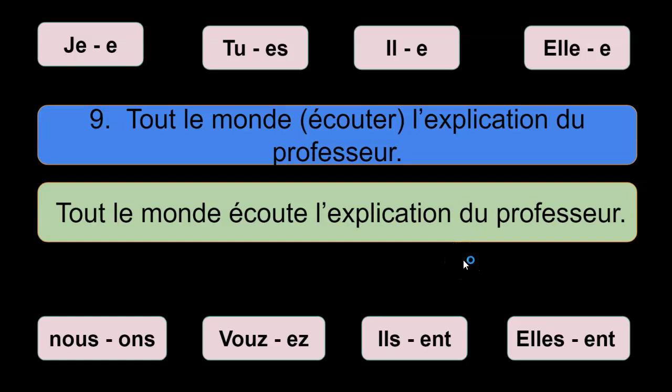So in this one, even though you have a whole bunch of people, everyone listens, it's still going to be in the third person singular because it's the same as saying my family. You wouldn't say my family are big. You say my family is big. Your family counts as one singular unit, even though you have a whole bunch of people in that unit.